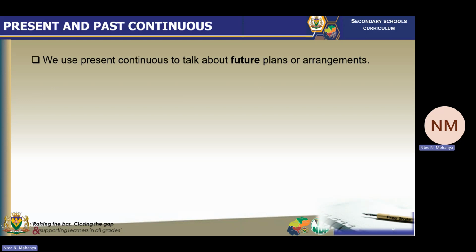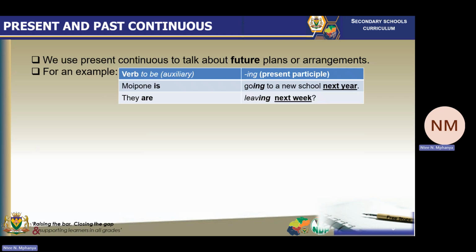We use present continuous to talk about future plans or arrangements. For example, Muiponi is going to a new school next year. That is her plan. They are leaving next week. That is an arrangement, a future arrangement.